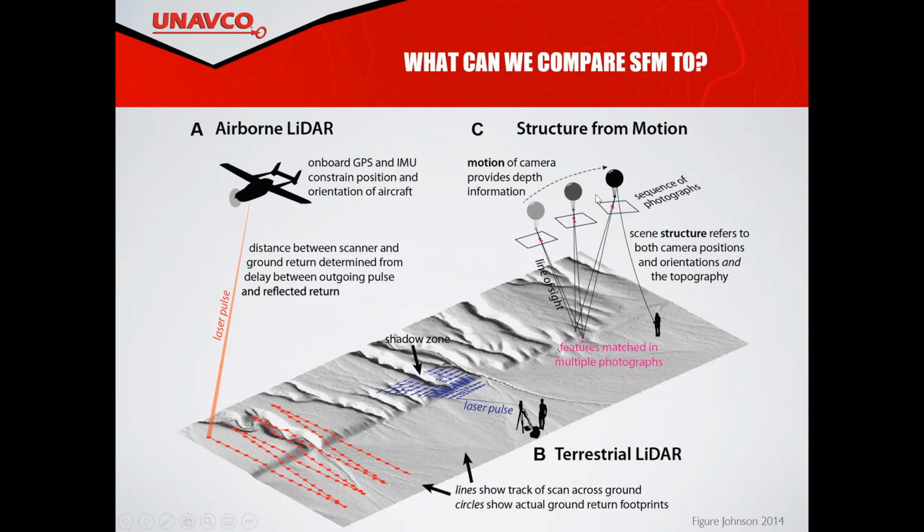And then structure from motion is photography. So we're not taking a 3D scan with a laser pulse. Rather, we're taking images. In this case, it shows a blimp, but often people are using drones these days.